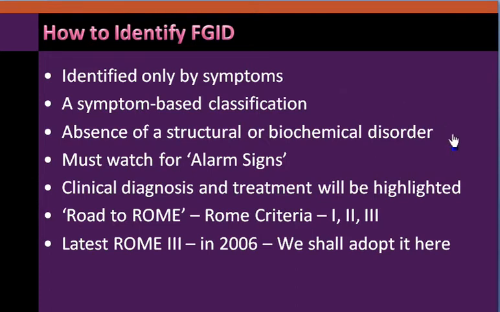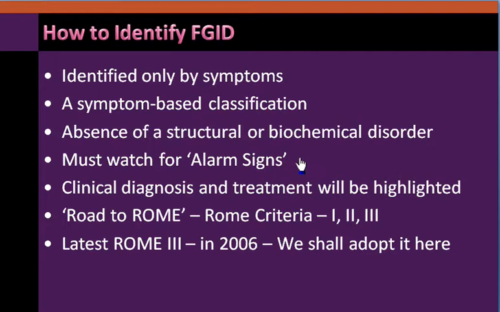Remember, it is important to exclude structural and biochemical underlying causes before we label a patient as having a functional gastrointestinal disorder. The absence of structural or biochemical disorder is the hallmark of a functional GI disorder. Most important, all GI disorders are not functional. Some of them may be very serious, and they do present with what are called alarm signs. We will look into the list of alarm signs in the subsequent part of our presentation.